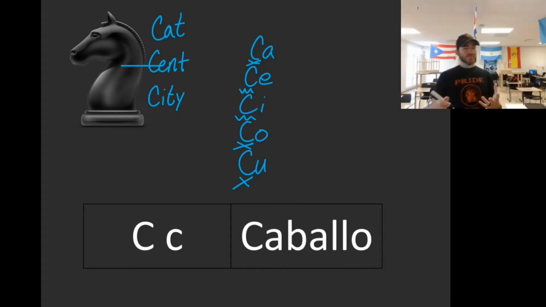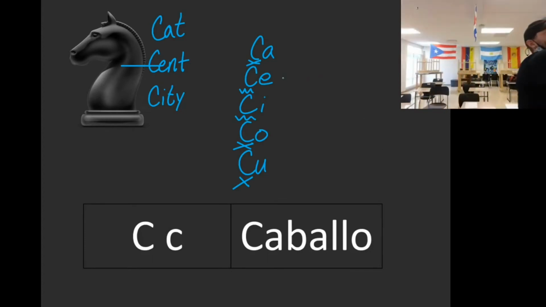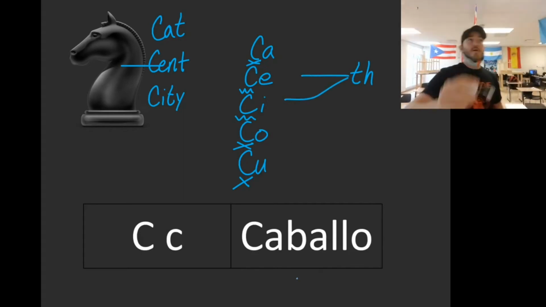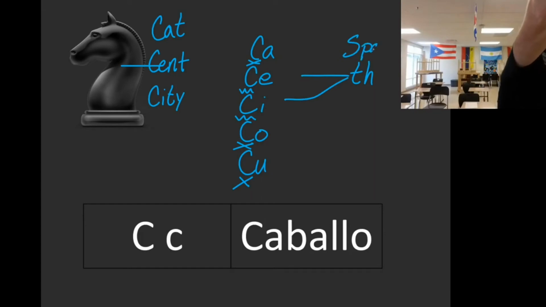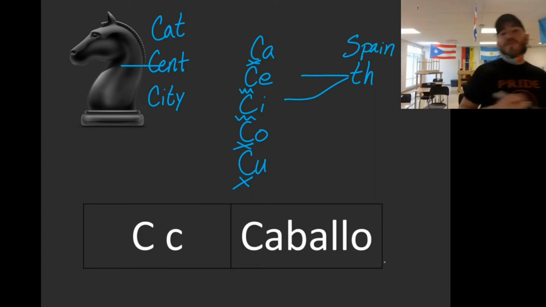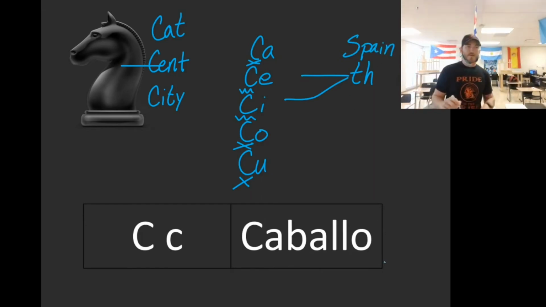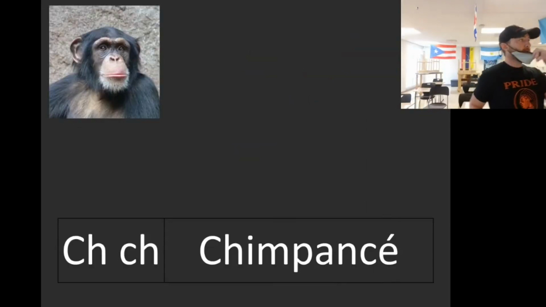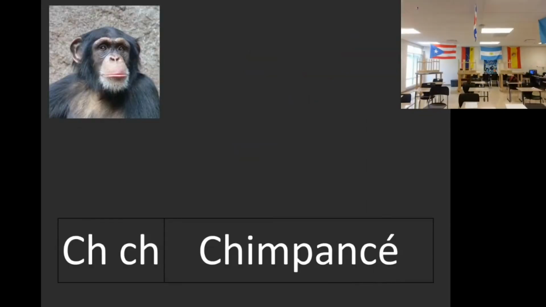If that's not enough information to keep track of, one of the other things we need to worry about is that when you are in Spain, this is going to make a different sound. All right, it's going to sound like the TH on the CE and the CI. So in Spain, it's going to make that theta sound. And we'll talk about that again later on. So once again, as if we were in Spain, Ka, the, ko, and ku.